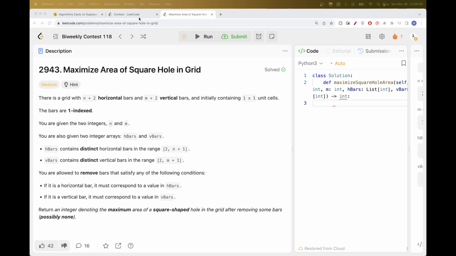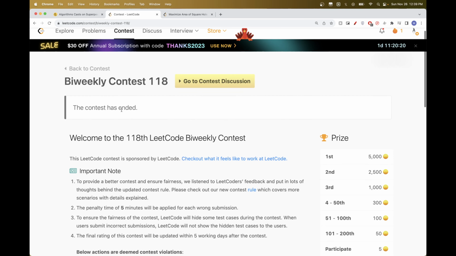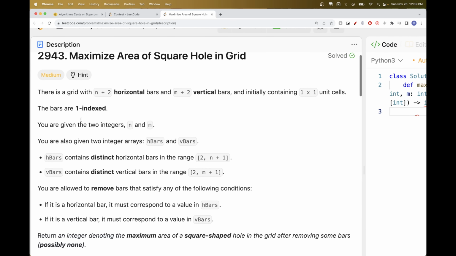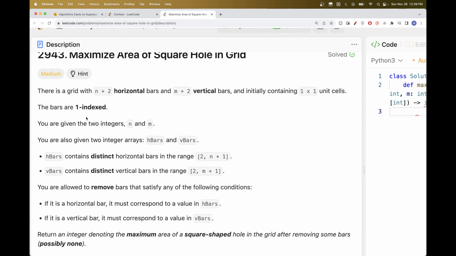Hello, so today we are going to do problems from biweekly contest 118. So the second problem is maximize areas of square hole in a grid. The description is very difficult to understand, so I'm going to try to simplify it a little bit.